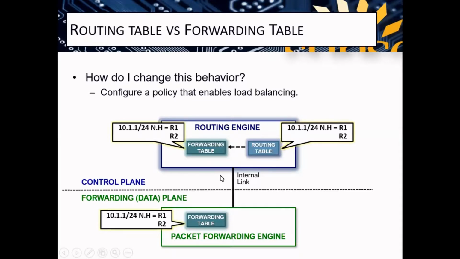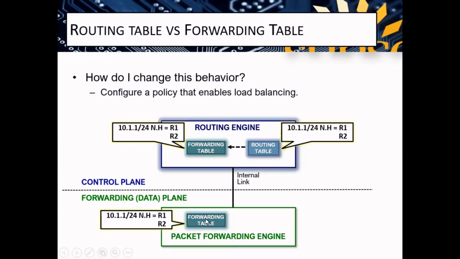So right after you configure this policy and apply the policy between the routing table and the forwarding table, you will see that the forwarding table now contains all the multiple next hops available to reach that specific prefix. And that, again, is on the PFE.